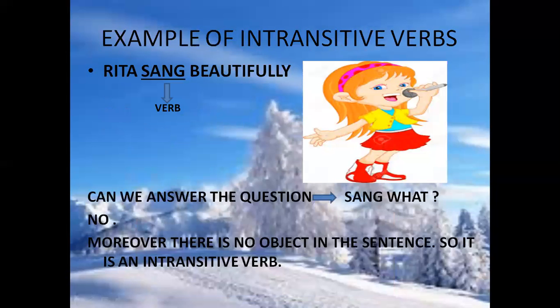Here we can say, Rita sang beautifully. Sang is the verb. Can we answer the question, sang what? No. Moreover, there is no object in the sentence. So it is an intransitive verb. Similarly, if we say Ram is playing, it will also be an intransitive verb. Why? Because Ram is playing. There is no object. If it would have been Ram is playing with a ball, then it would have been a transitive verb because ball is the object.